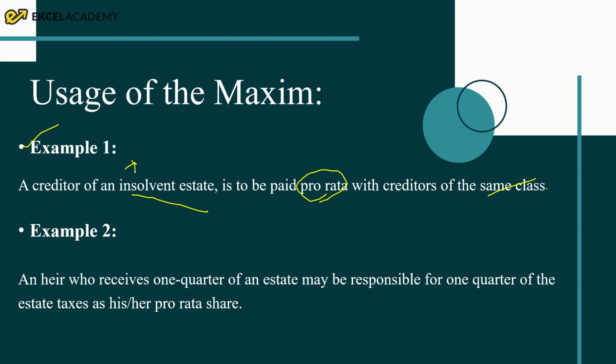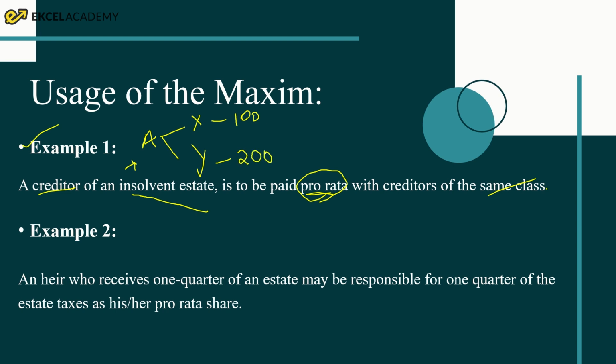That means one creditor should not be given preference over the other creditor, with one paid more and the other paid less. That is invalid and not in favor of one of the creditors. So in such a case, the creditors of the same class should always be paid pro rata. For example, company A has two creditors, X and Y.